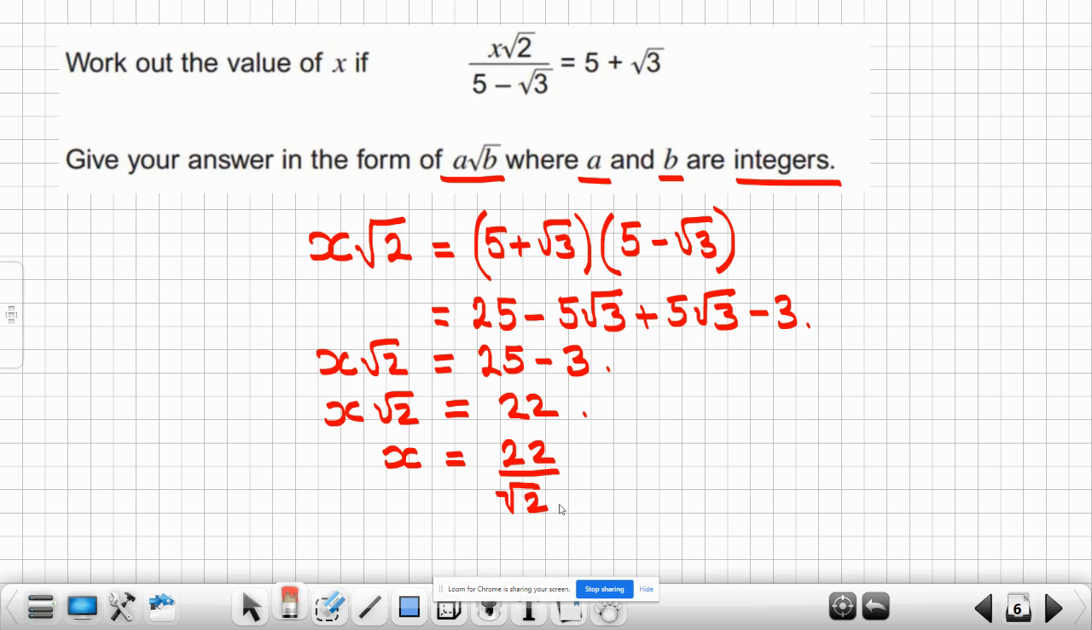So let's do that. That by root 2 is going to give us 22 root 2 over 2. Root 2 times root 2 gives us 2. And then we can just simplify that. 22 and 2, common factor of 2. So that's going to give us 11 root 2. And that is very nicely in the form that we wanted it.